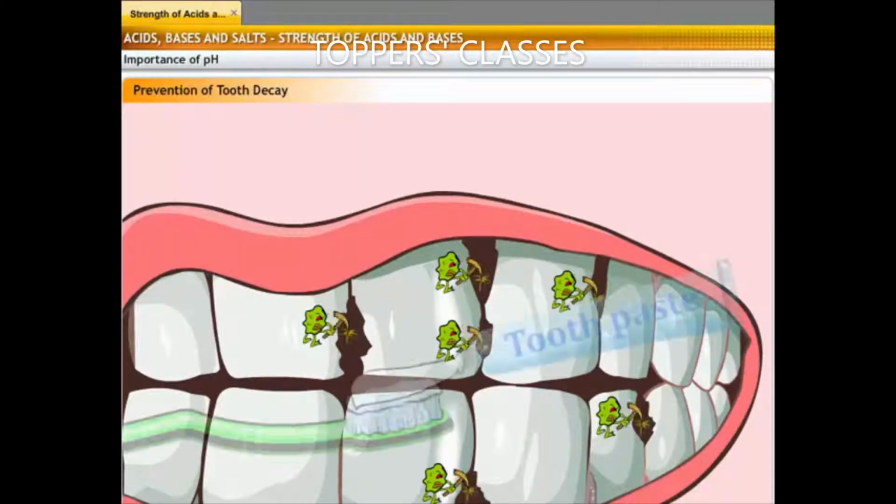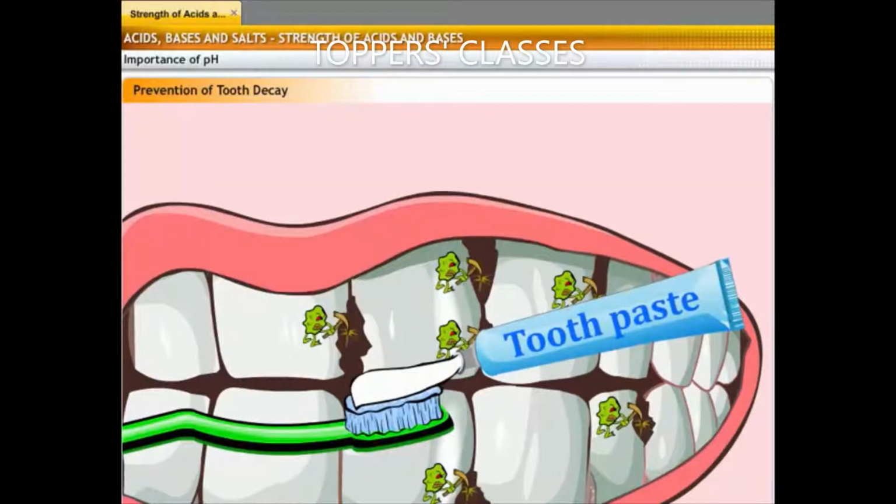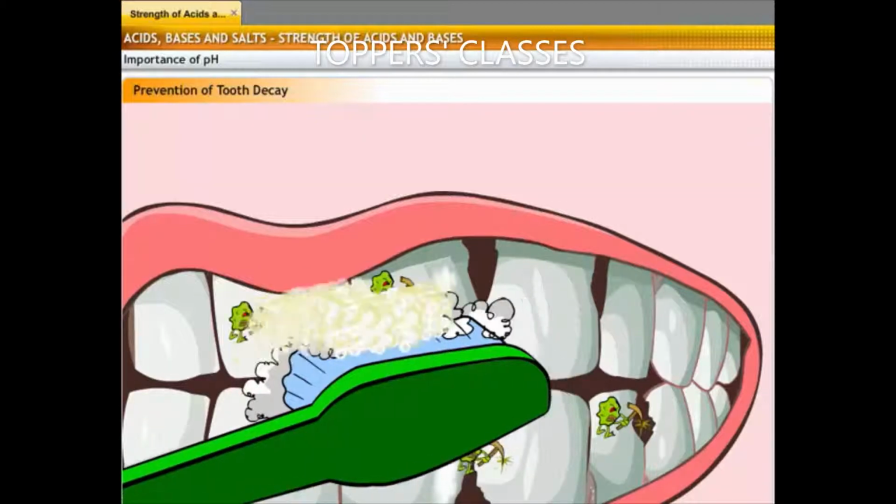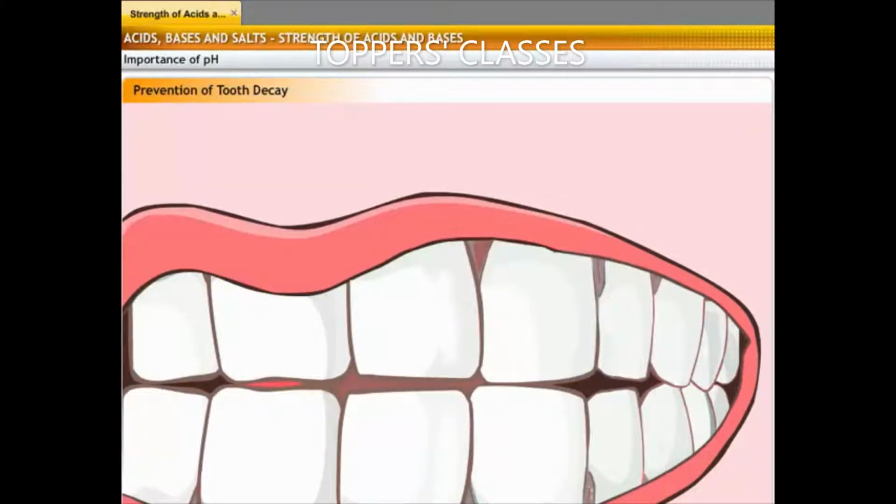This can be prevented by regularly brushing your teeth after eating with toothpaste. Toothpastes are basic in nature and they counteract the acid in the mouth.